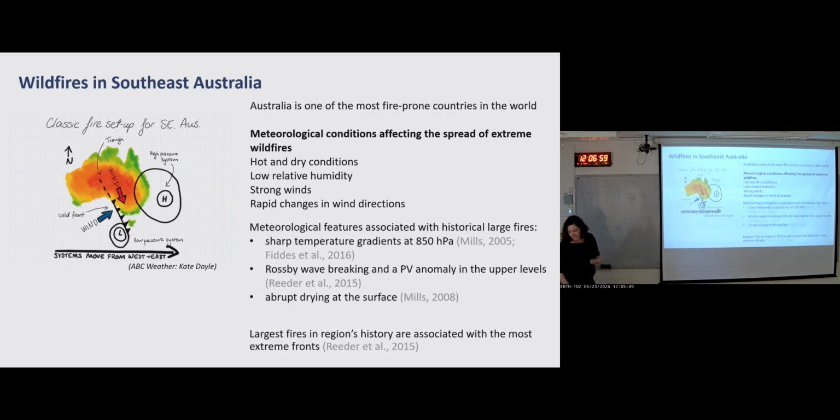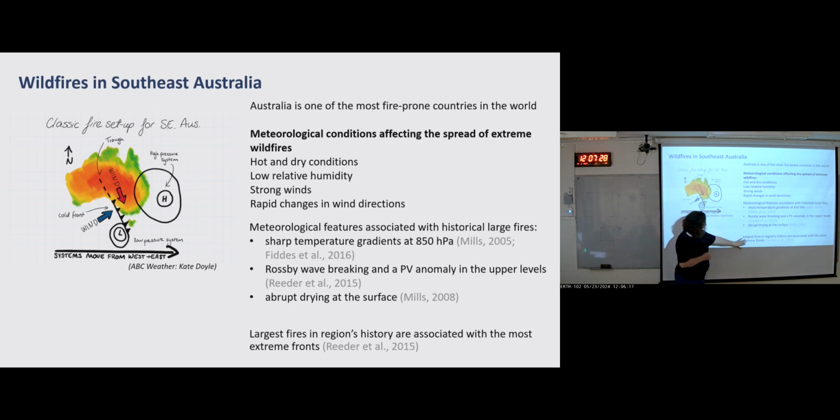So there have been a lot of studies on historical large fires in Australia, and they found all kinds of features that are associated with really extensive fires. So it can be a temperature gradient at 850 hectopascal, Rossby wave breaking, so some upper level structure, PV anomalies, and something at the surface, like extreme surface drying that comes in pulses. And all of these have been associated with historical large wildfires.